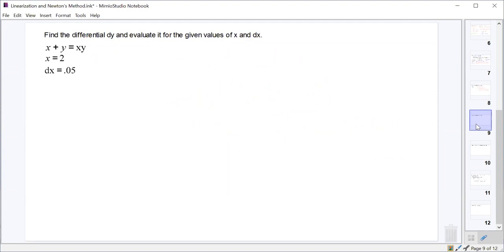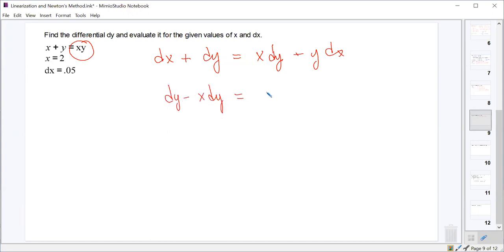So I think it's easier if we just take the derivative of x as dx, the derivative of y as dy, and then the derivative of x times y would have to use the product rule. So x times the derivative of y plus y times the derivative of x. And so now we will solve for dy because we want to find dy. So that will be dy minus x dy equals y dx minus dx.